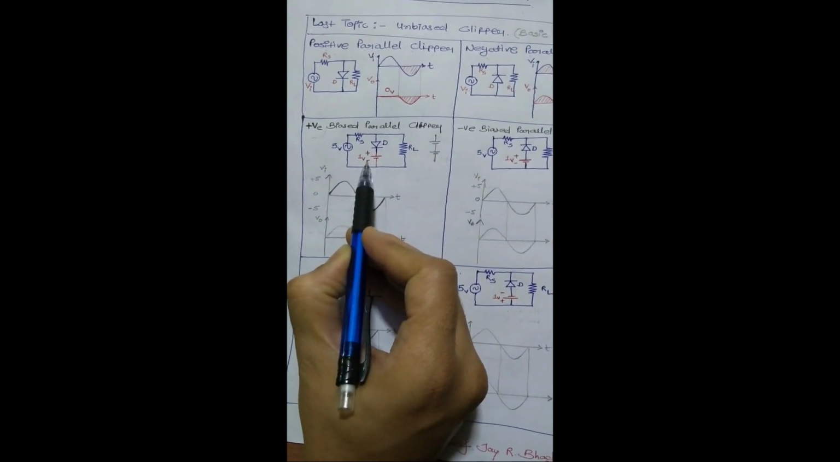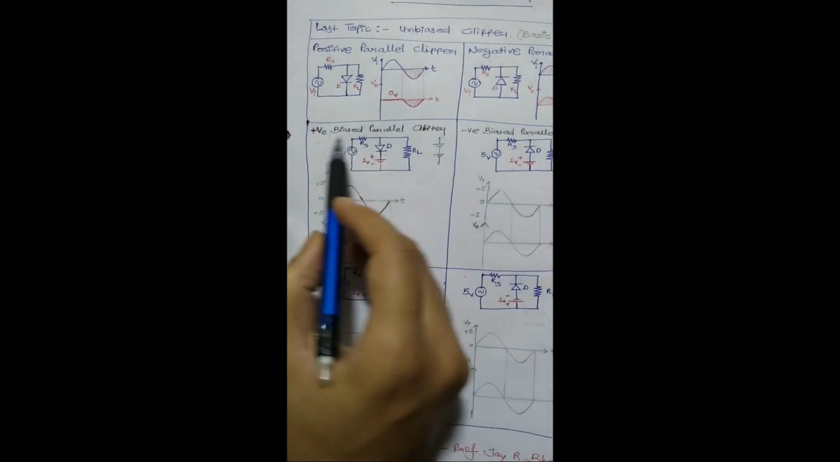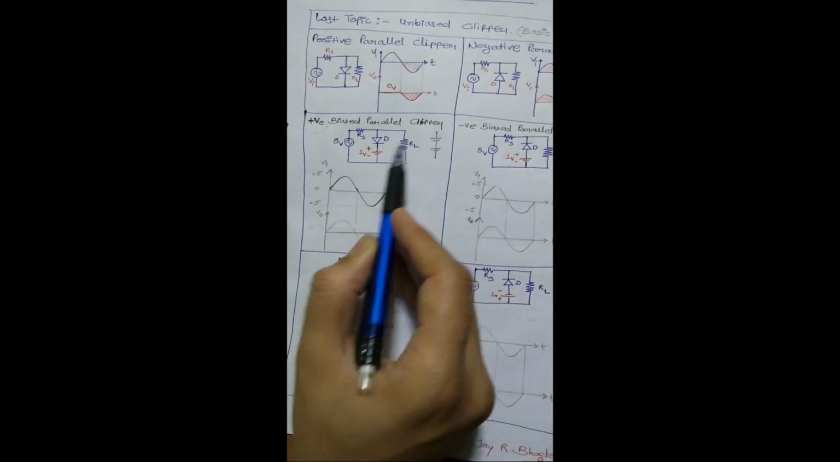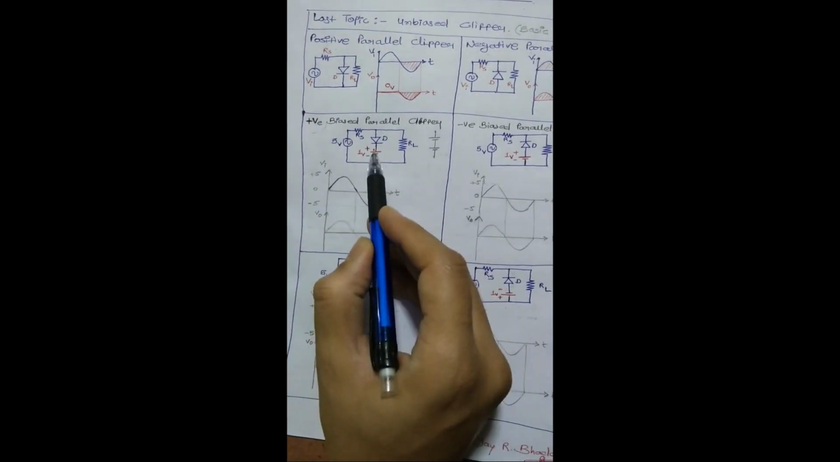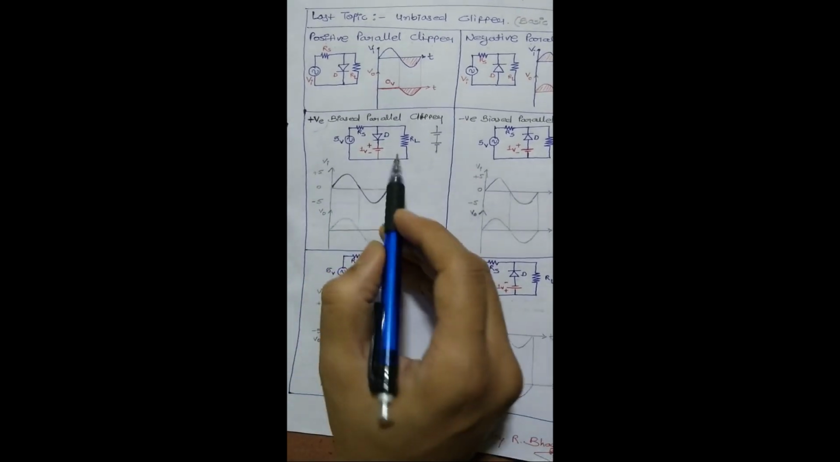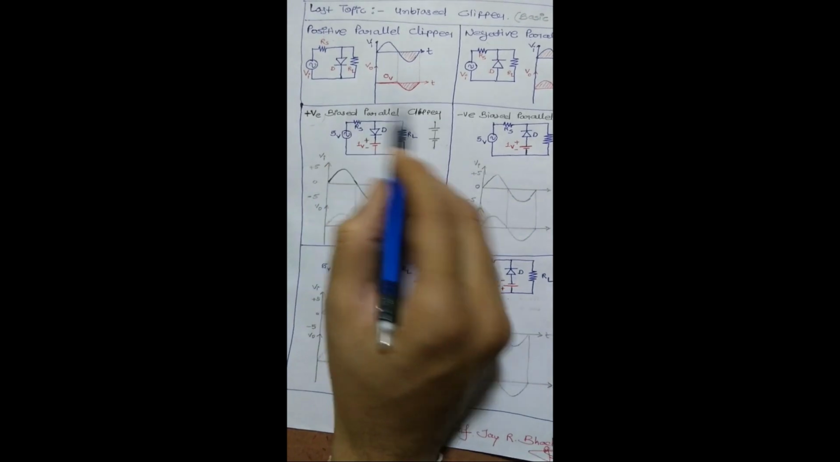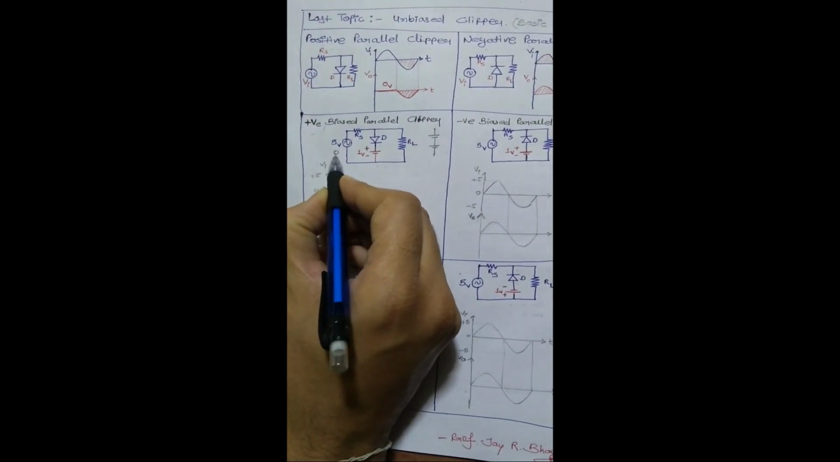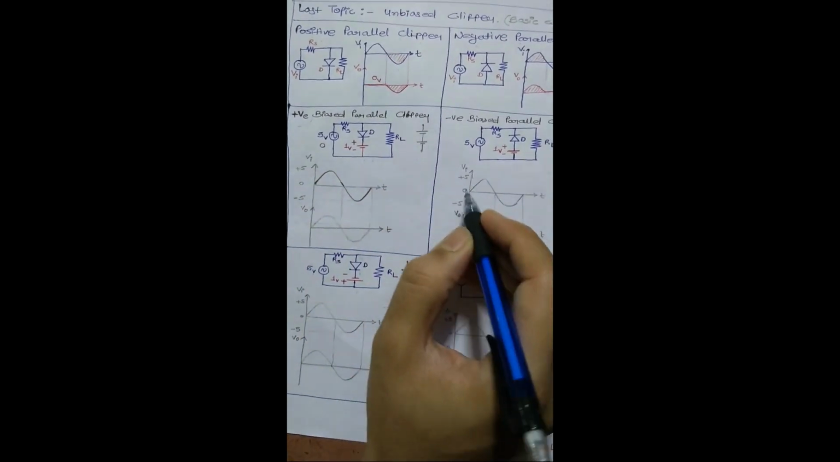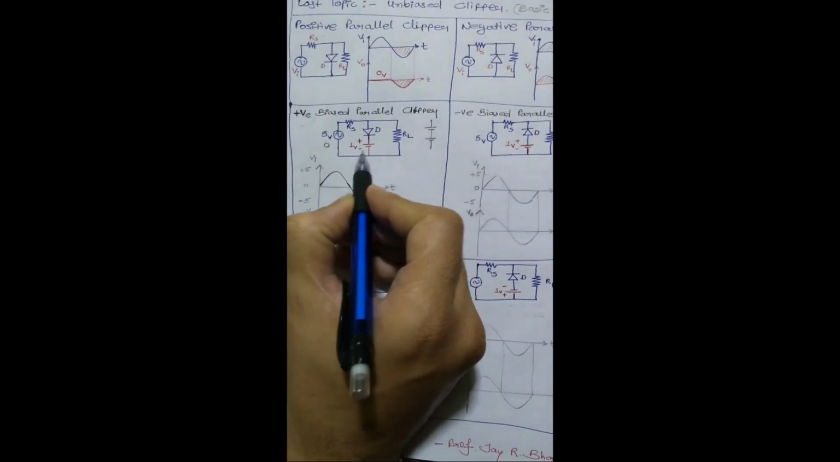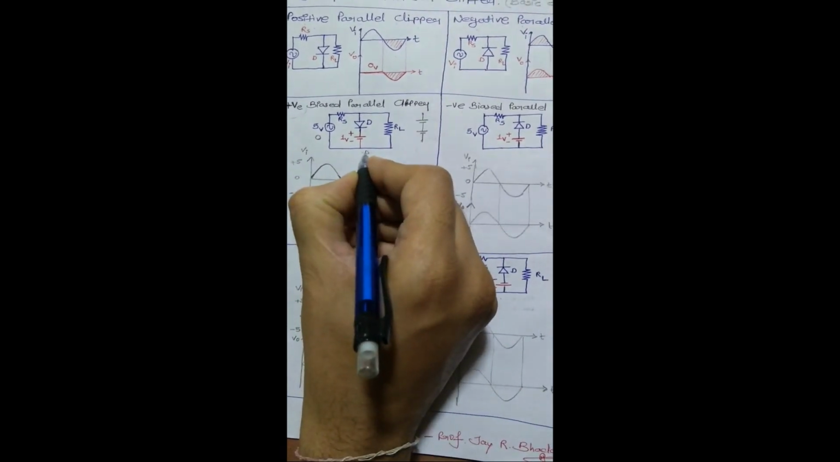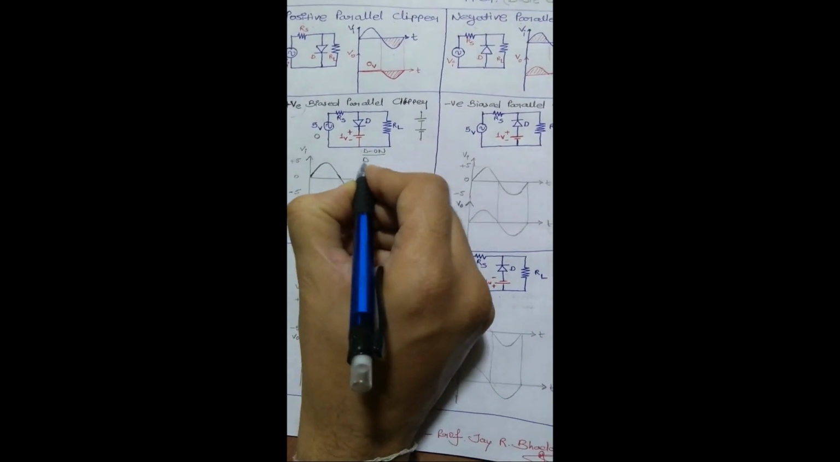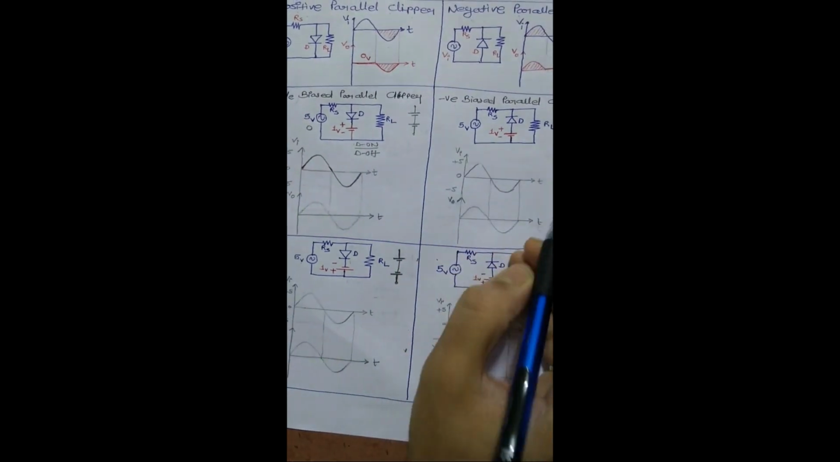So there are two possibilities. Upper plate is positive, lower plate is negative. Or upper plate is negative, lower plate is positive. So in case of positive bias parallel clipper, there are two types: upper plate positive or upper plate negative. Consider the first one. Whenever any kind of circuit is available, consider input equal to 0 initially. So there is no input present. Consider the supply voltage and find out whether D is on or off.